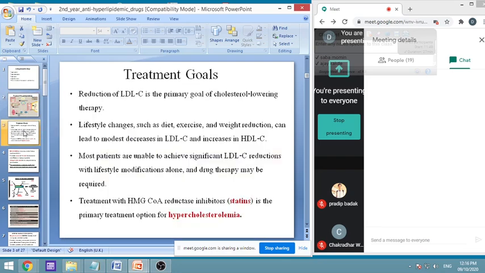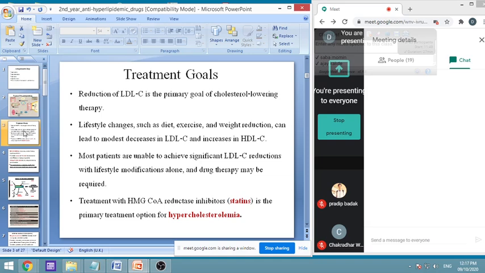So what is the treatment? What do we have to do? Our job is to reduce the LDL, particularly LDL-C, which is the important one forming the cholesterol, and therefore that is the main culprit behind atherosclerosis or atherosclerotic plaques. How can we do it? There are many ways by which we can do it. We can do it by lifestyle changes like diet, exercise, weight reduction.